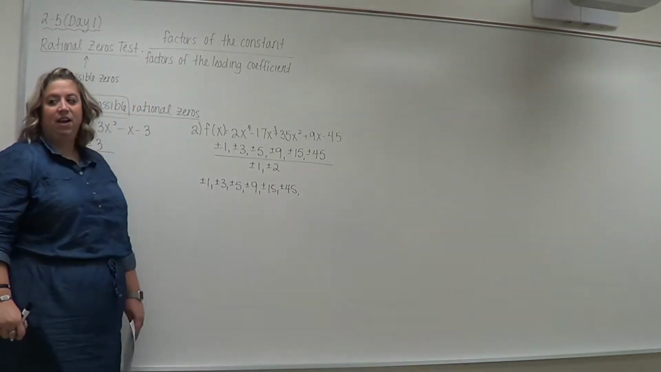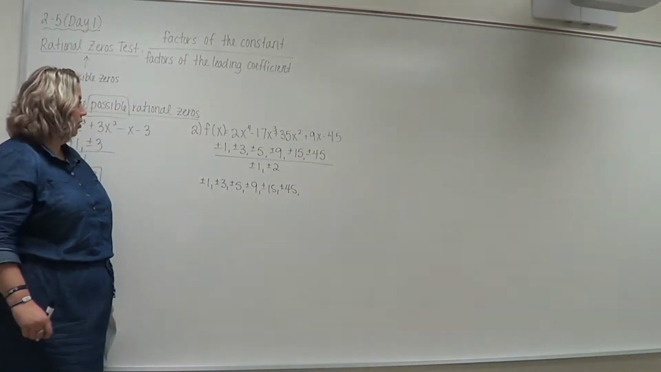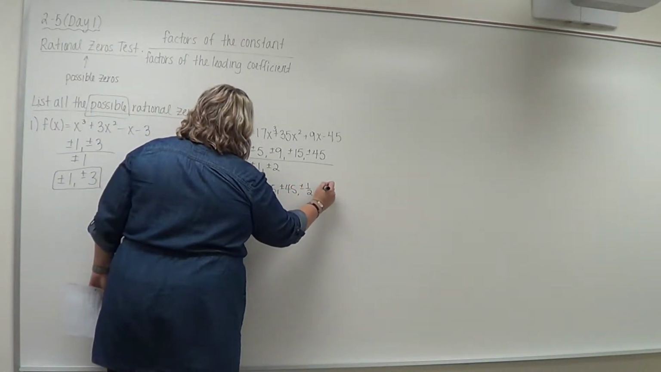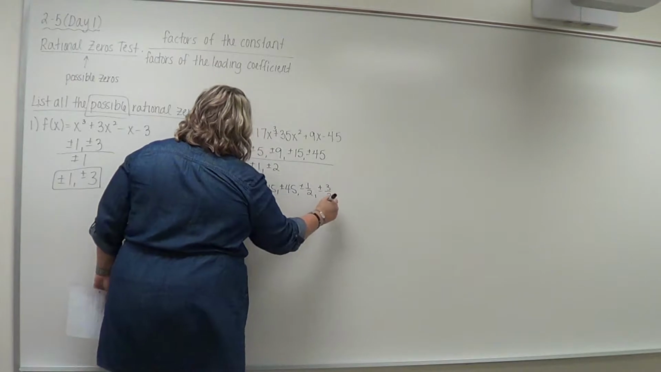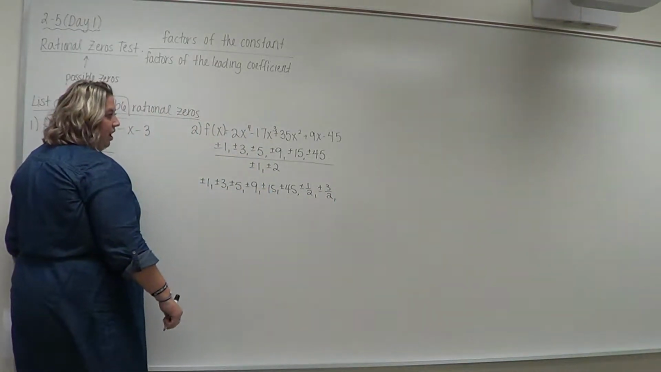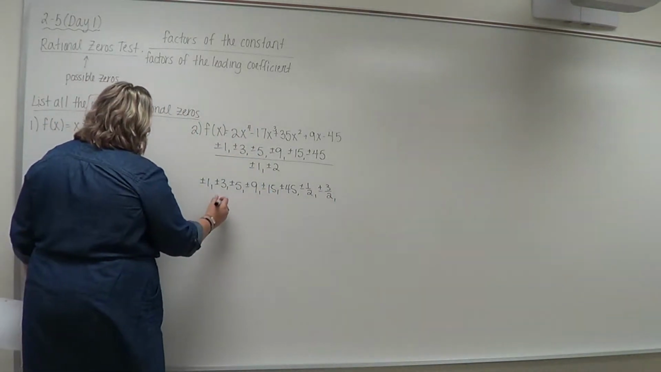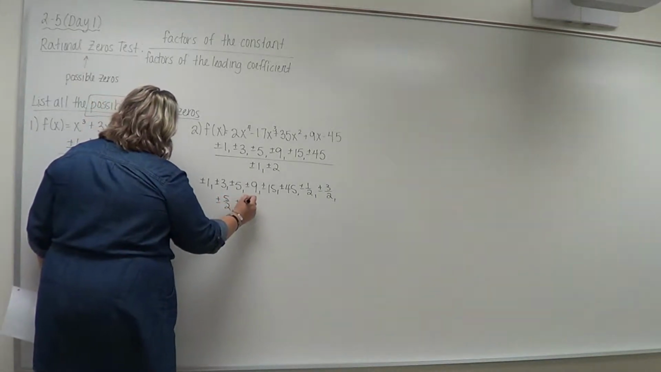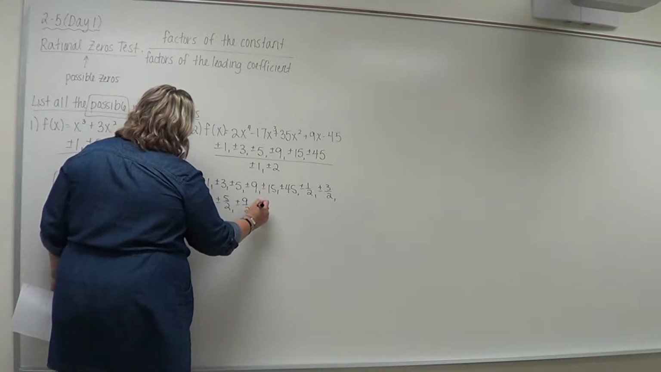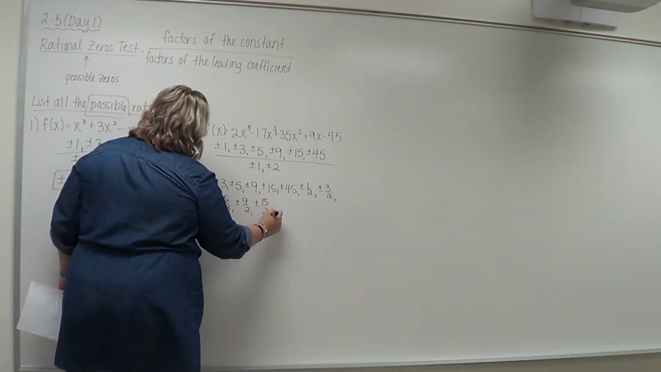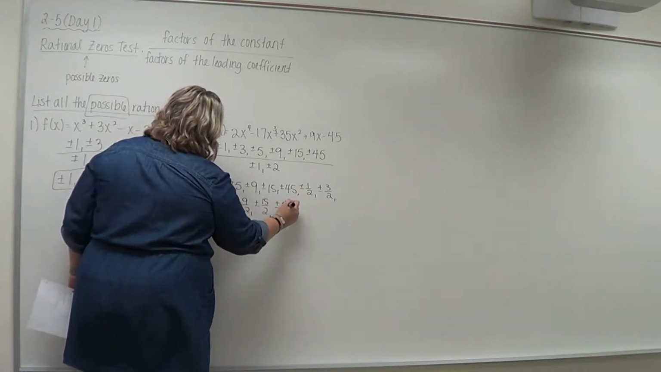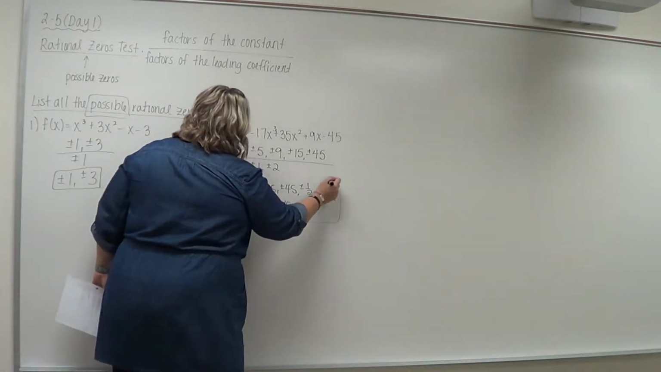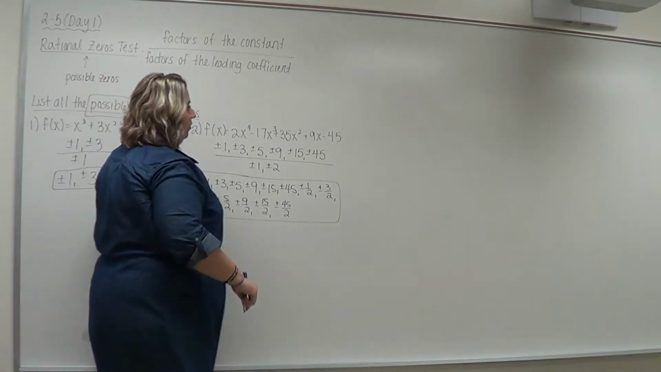Then I have to go back and divide them all by 2. So then I would have plus or minus 1 half, 3 halves. If you want to put 1 1/2, that's fine, I just rather leave it in proper form, saves me time. Plus or minus 5 halves, 9 halves, 15 halves, and 45 over 2. Those are all possibilities. How many actual answers would this problem have if we were finding all the zeros?